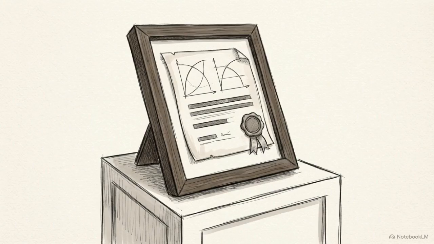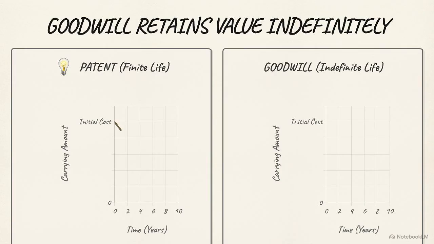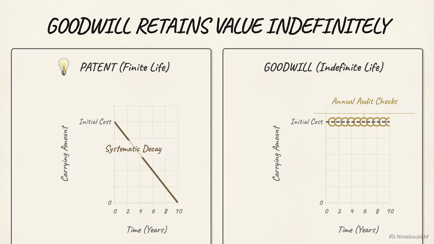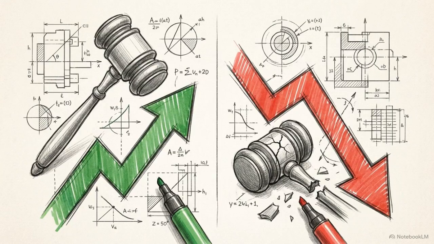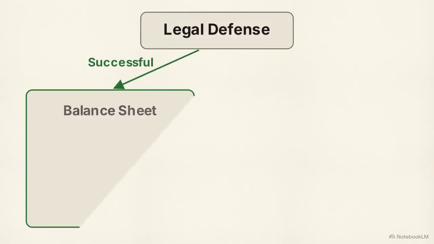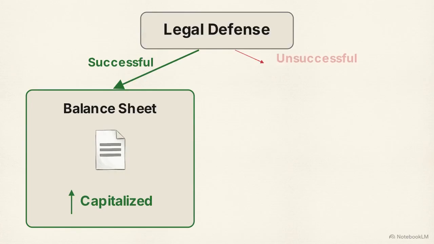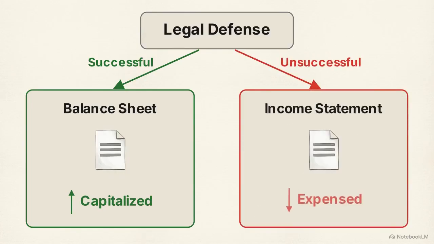Intangible assets like patents and goodwill lack physical substance but still require rigorous valuation. Finite life intangibles are amortized over their useful life. Indefinite life assets, such as goodwill, are never amortized and are instead tested periodically for impairment. The valuation of these assets is often tied to legal defense. Successful litigation proves future economic benefit, while failure indicates the asset has lost value. Consequently, the costs of a successful legal defense are capitalized to the patent's cost and amortized. Costs from an unsuccessful suit are expensed as incurred.